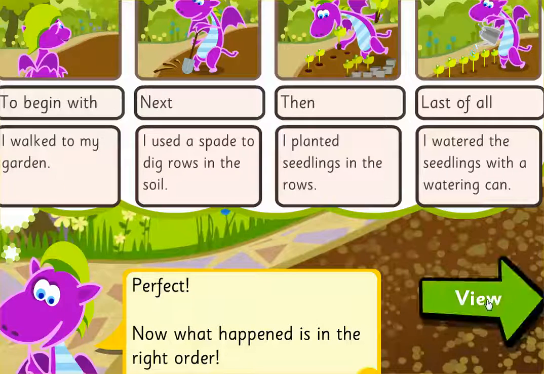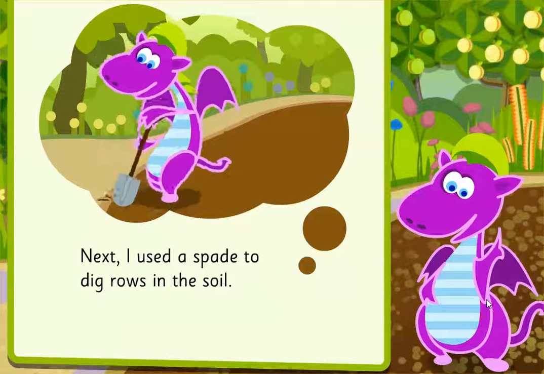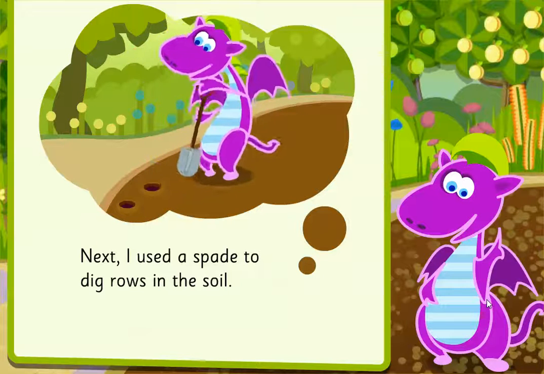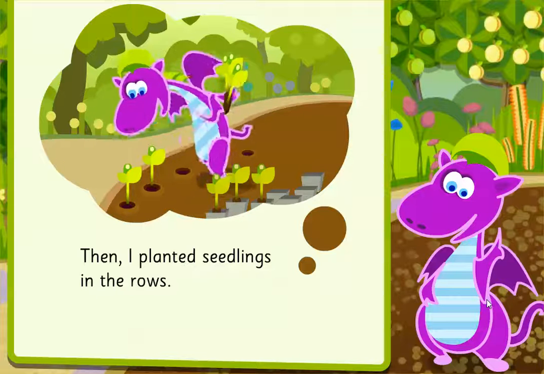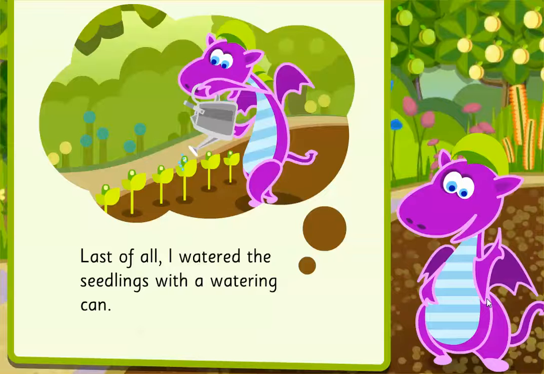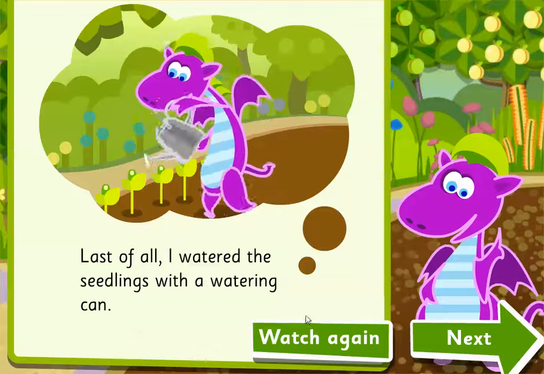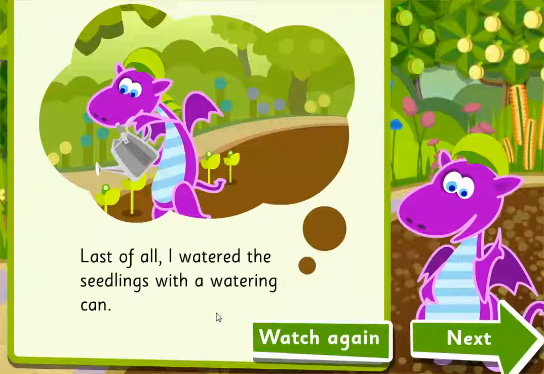Let's move on. To begin with, I walked to my garden. Okay. Next, I used a spade to dig rows in the soil. Then, I planted seedlings in the rows. Last of all, I watered the seedlings with a watering can.